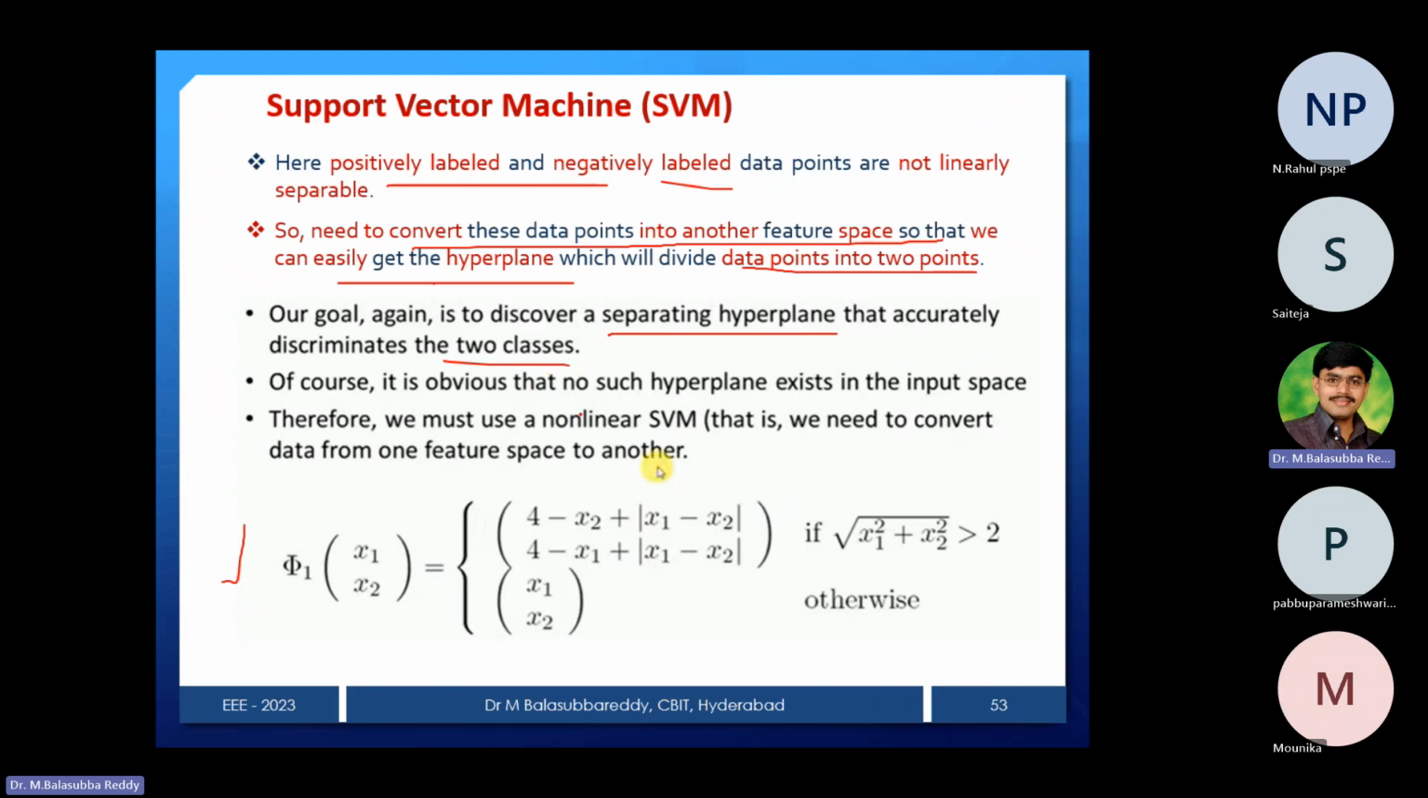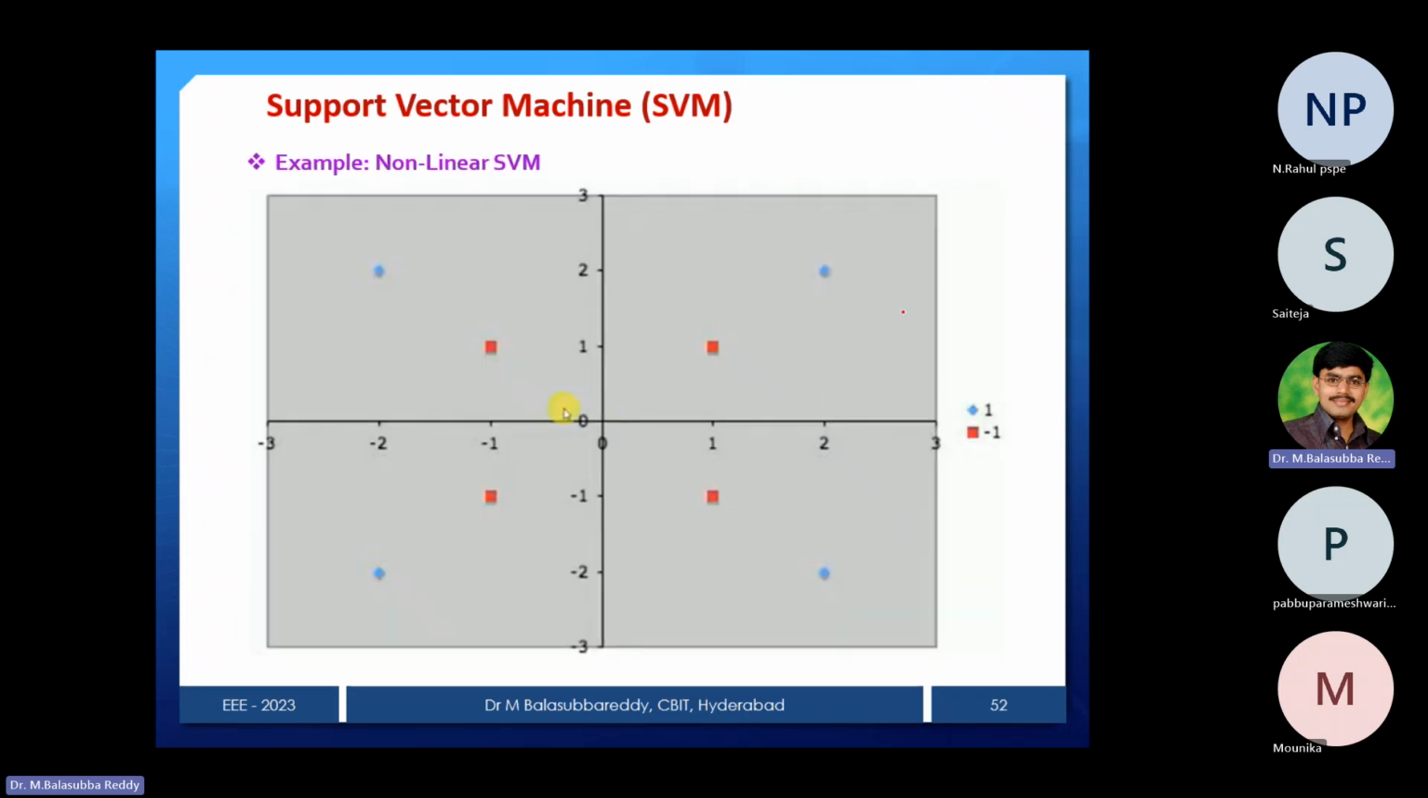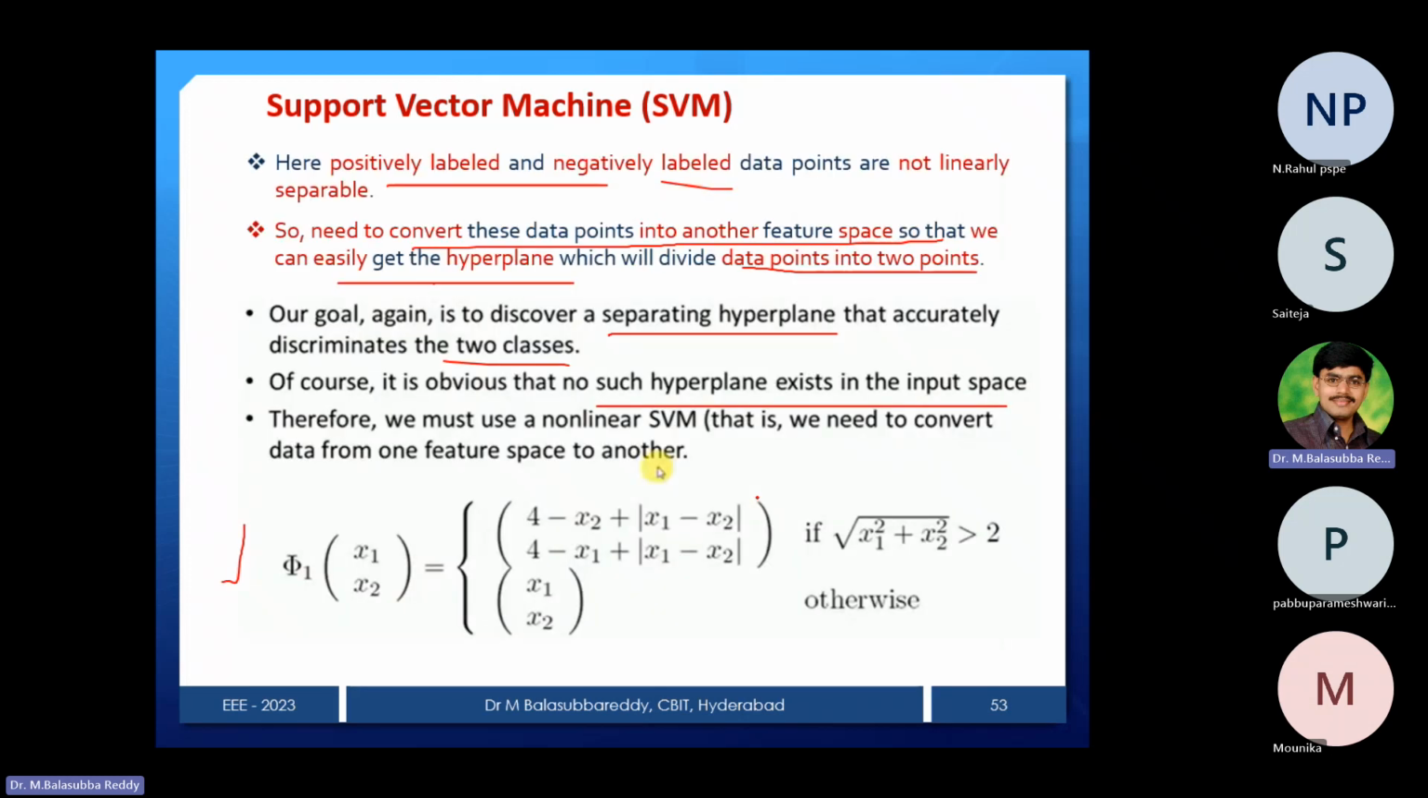In the previous one, what we do is in the input space. So it is obvious that no such hyperplane exists, because in this diagram, if we want to draw a hyperplane, it cannot directly divide the classes. That is the difficulty. So in that case, we must go for a nonlinear SVM and convert into this form. There is a data point, let it be x1 and x2 for the first positive point, whatever is given in the problem. We have to convert the total data points into this fashion.